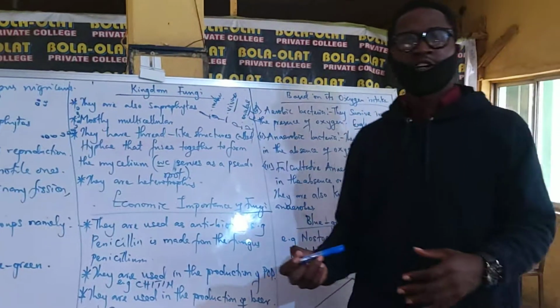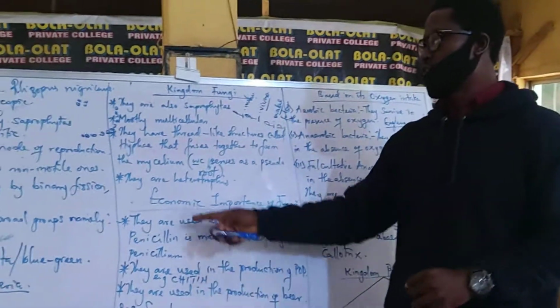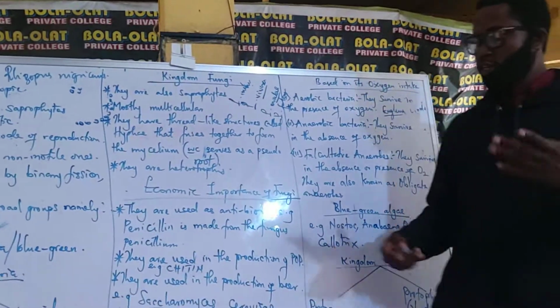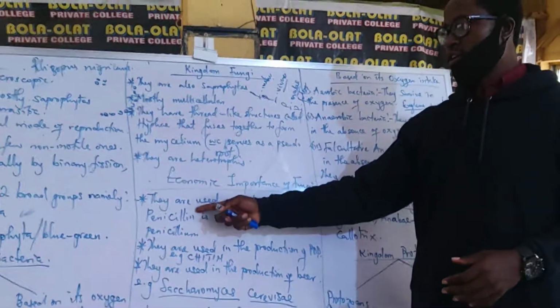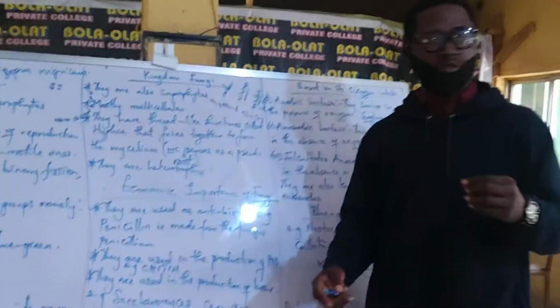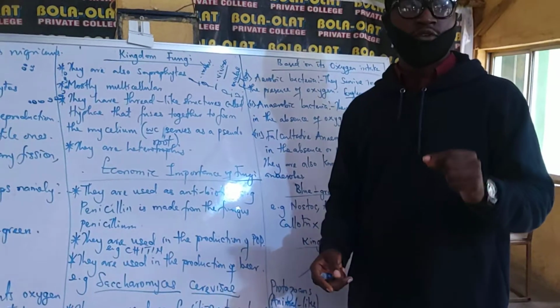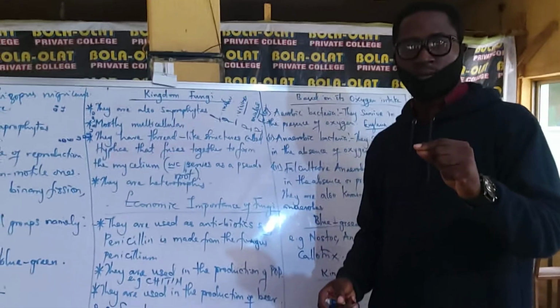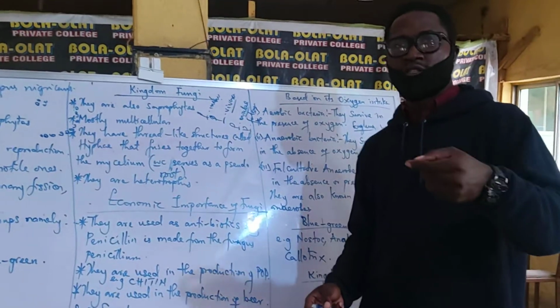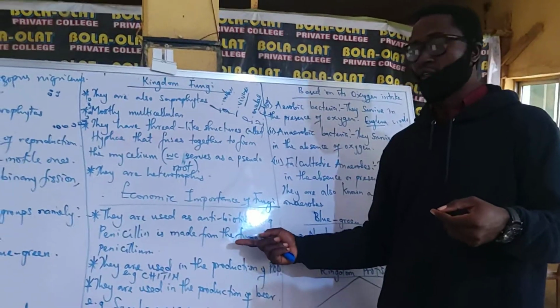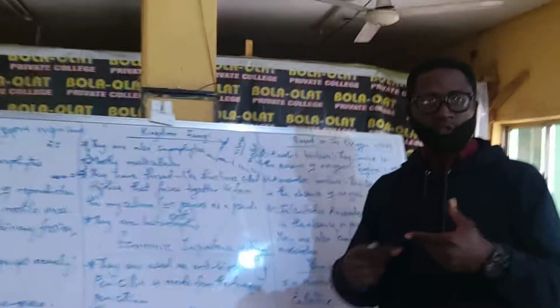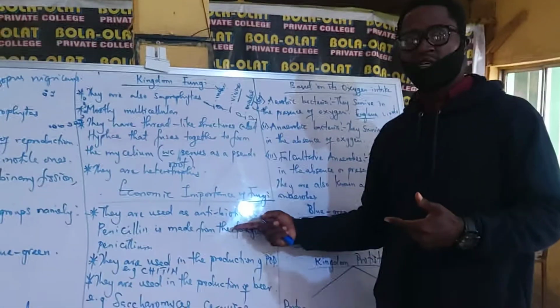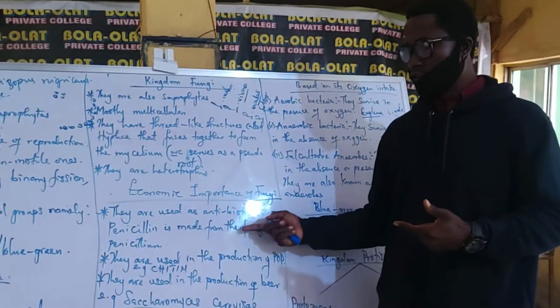As much as fungi looks bad, they have economic importance. Let's look at the economic importance of fungi. Fungi can be used in the production of penicillin. Penicillin is an antibiotic. Now, how did we get penicillin? We got penicillin from the processing of what? Penicillium. Penicillium is a fungus.